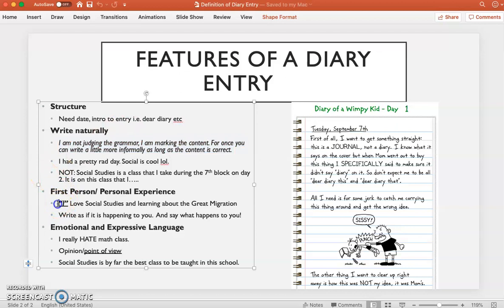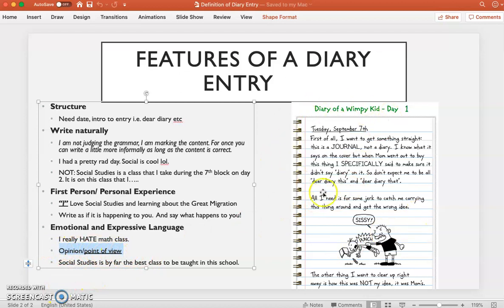First person, use a lot of I words, all right? I love social studies. So what you're doing is you're taking on this role of this person from ancient Athens. So instead of saying Bob likes to go to the Agora, you're going to say I enjoy going to the Agora. And you really want to make sure that you have opinions and points of view throughout your diary entry.